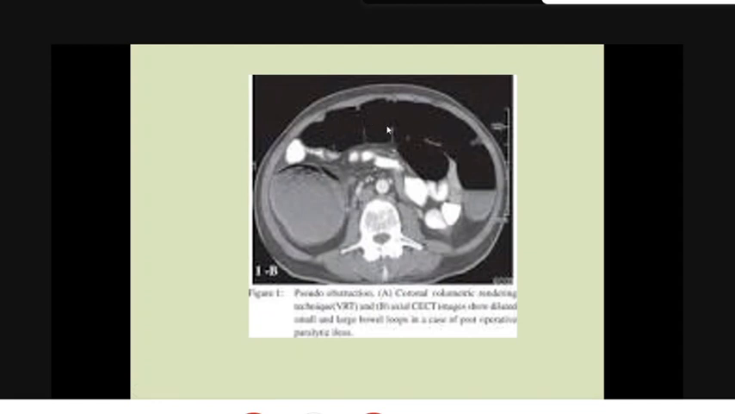So CT scan with or without contrast is a good alternative to diagnosis of intestinal obstruction if the clinical sign or the plain abdominal film is non-conclusive.